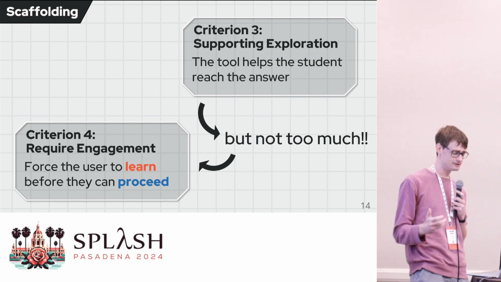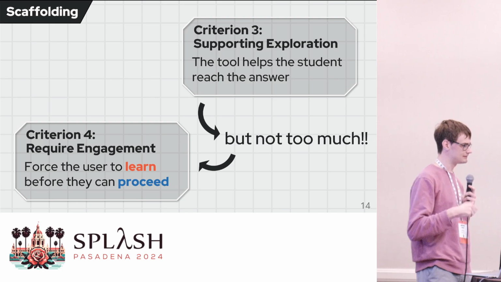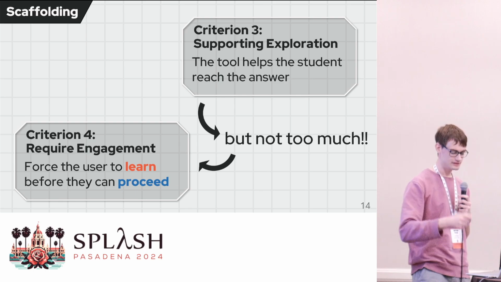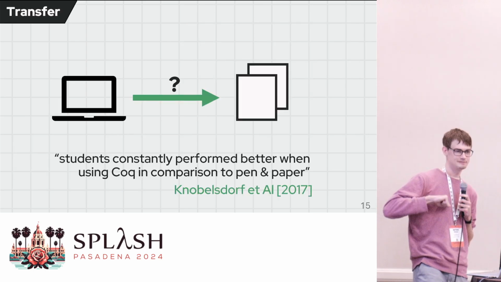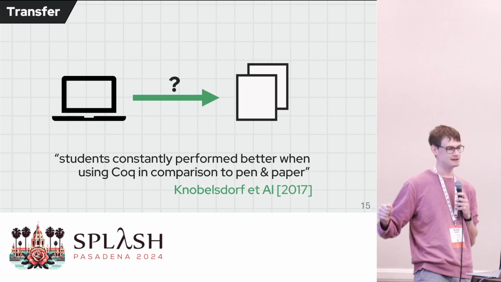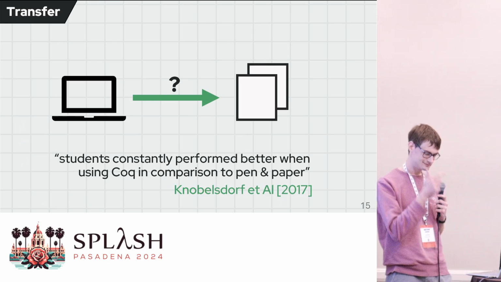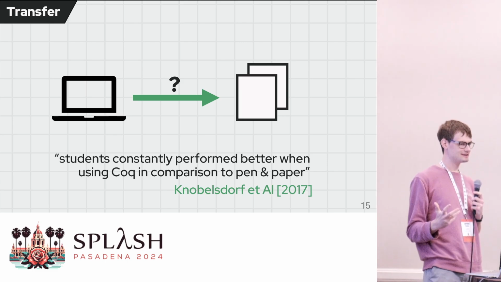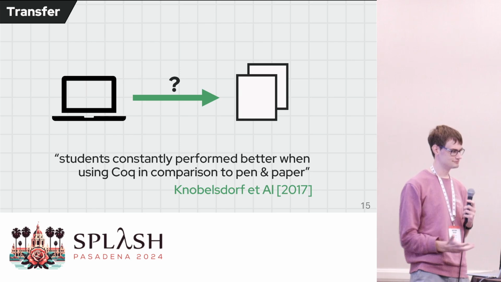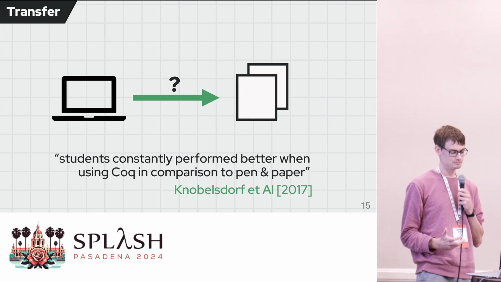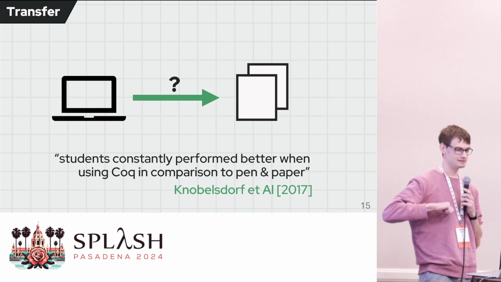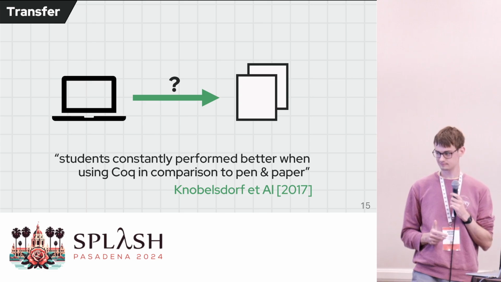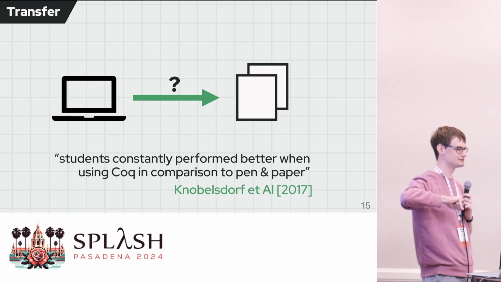But there's another issue here, which is that even if people have learnt how to write the proof in the proof assistant before they can proceed, that doesn't necessarily mean that will automatically transfer to pen and paper. This is something that Nebelstoff et al. discovered when they were using Coq. They were fairly convinced that the exercises were hard enough that you couldn't just randomly use tactics in Coq. But students, by the end of their class, were still consistently doing a lot better in Coq than in pen and paper.